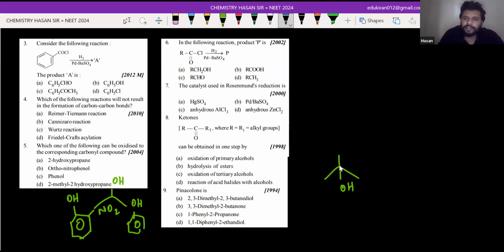So you know that tertiary alcohol cannot be oxidized, right? Tertiary alcohol cannot be oxidized. So the oxidation cannot take place and it will not be converted into a carbonyl compound. Again, you can see OH is there. You are not going to oxidize this because this carbon doesn't have hydrogen. That's why it is not going to oxidize.